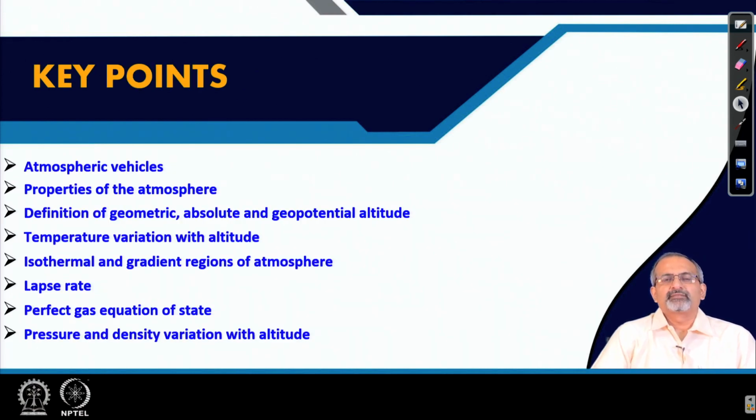What are the key points for the lecture? They include atmospheric vehicles, properties of the atmosphere, the different altitudes, geometric, absolute and geopotential, temperature variation with altitude, the isothermal gradient regions, lapse rate, perfect gas equation of state, pressure and density variation.